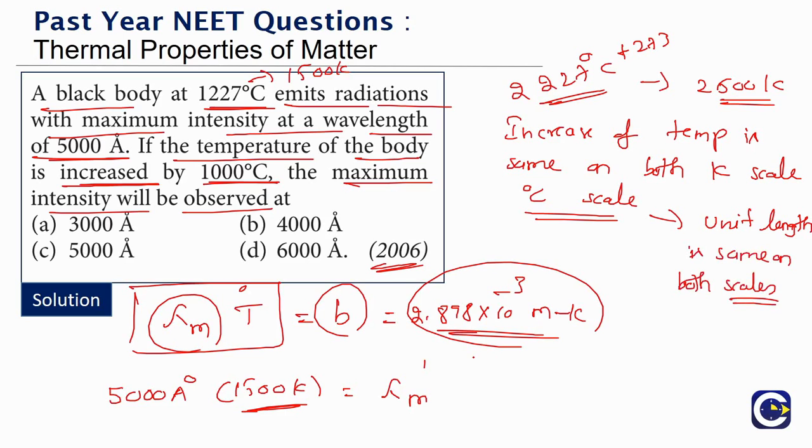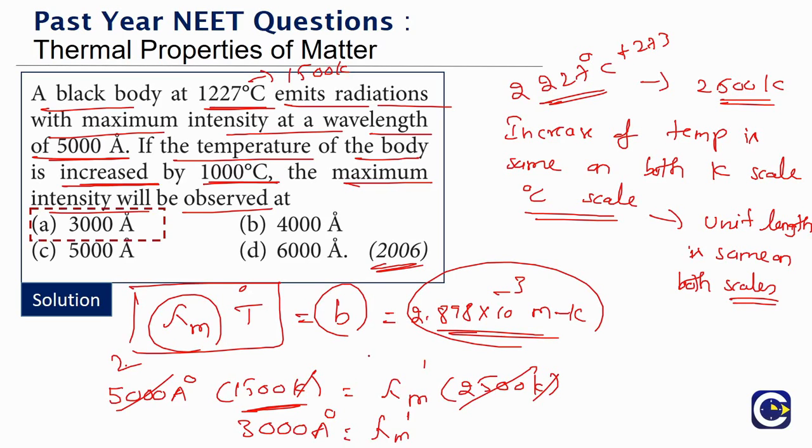That is the reason why whenever we have a temperature difference, whatever the temperature difference on the Celsius scale, the same value will be there for the temperature difference on the Kelvin scale also. So here the new temperature is 2500 Kelvin. Now we can cancel the 2500s, and Kelvin is also cancelled. 2 into 1500 is 3000 angstroms. That is our lambda m dash. At this new temperature, the corresponding wavelength with maximum intensity is 3000 angstroms, which is option A.